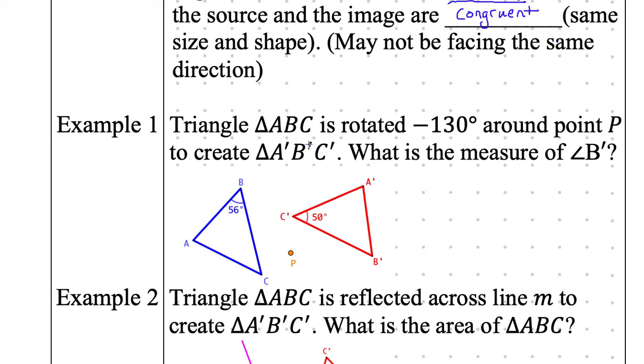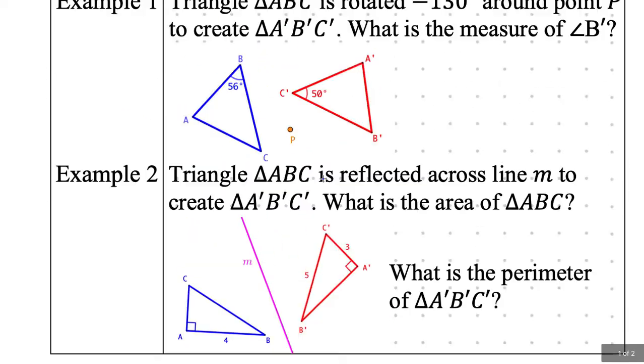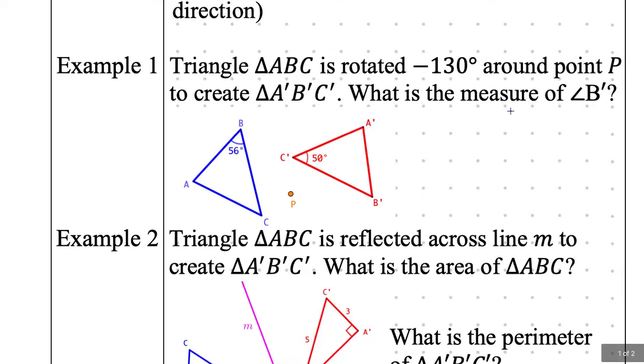In example 1, triangle ABC is rotated negative 130 degrees around point P, so there's point P. So this triangle has been rotated negative 130 degrees. That means it's going clockwise 130 degrees to create A prime, B prime, C prime. What is the measure of angle B prime? If I have B right here and it rotates all the way down here, I still have the same angle, which means this is still 56 degrees. So the answer is really straightforward. It's whatever I started with, 56 degrees. There's no tricks. It's always going to be like that.